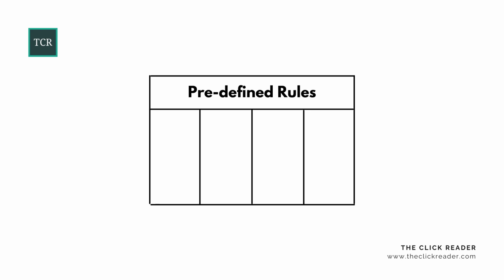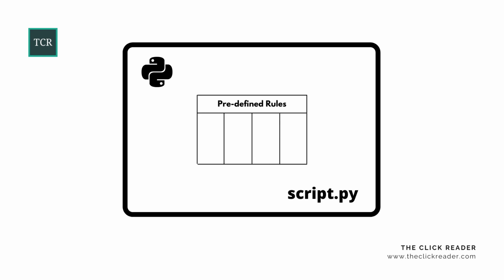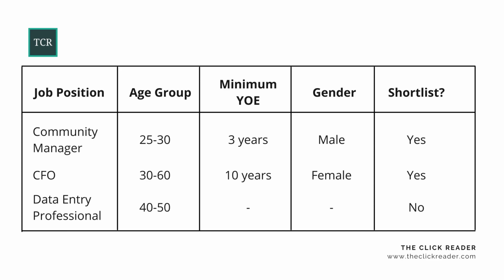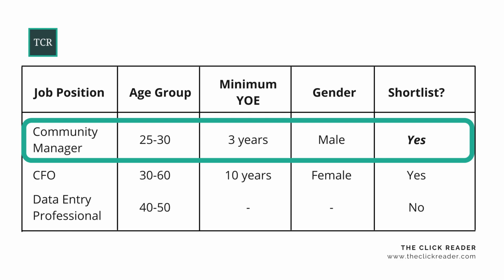One common approach to automate such a tiresome process is by curating a set of predefined rules based around the problem, and then letting a programmatical script make the decision for you by following the rules. So here in this table, you can see a bunch of rules set out for different job positions. This particular rule over here specifies that a candidate should be shortlisted for an interview if the candidate is applying for the community manager position, is a male and is in the age group of 25 to 30 and has a minimum of 3 years of experience.